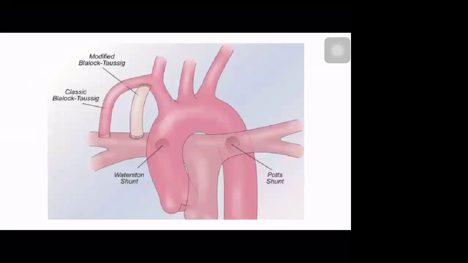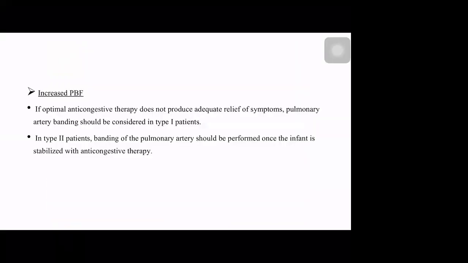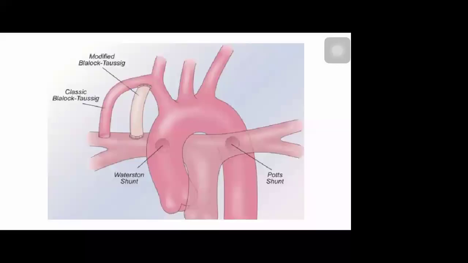This is the picture. You can see these are the locations of performance of Potts shunt. This is the location of performance of Waterston-Cooley shunt. This is the modified BT shunt between the right subclavian artery and the right pulmonary artery. That shunt can be placed in the innominate artery also. Whether to place it in the subclavian artery or the innominate artery, the decision is up to the surgeon.